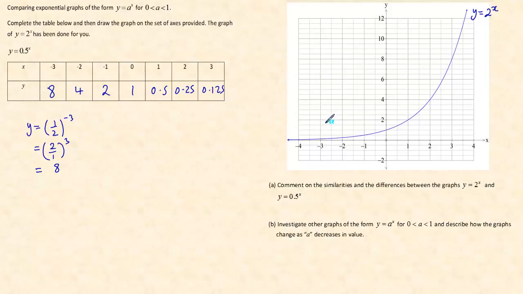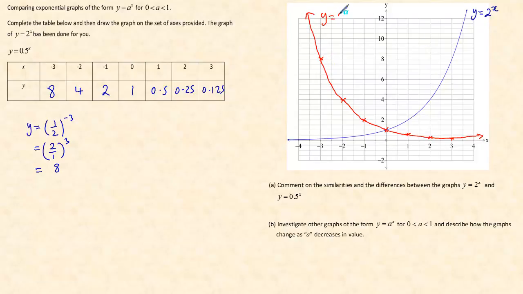So we have negative 3, 8, negative 2, 4, negative 1, 2. Note how they still intersect here. Then we're going to have 0.5 and 0.25 and 0.125. So we can see the shape here. It's going to go down here, and clearly this will be an asymptote. And then on this side, it's going to go like this.